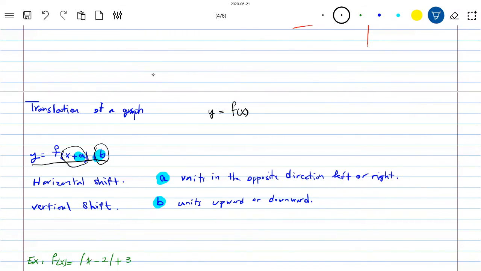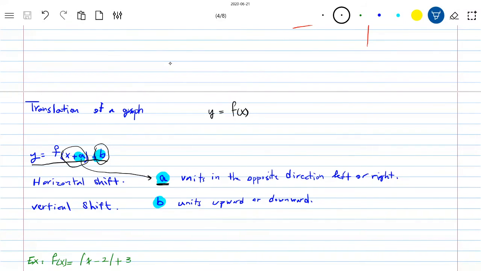What are the effects? If you add a constant a inside, it has an effect on the graph by doing a horizontal shift. What is that horizontal shift? It's going to be exactly the same amount of units that you add or subtract inside, but in the opposite direction. That means if you add 2 inside, the graph shifts to the left 2 units. If you subtract 2 inside, the graph will shift 2 units to the right.